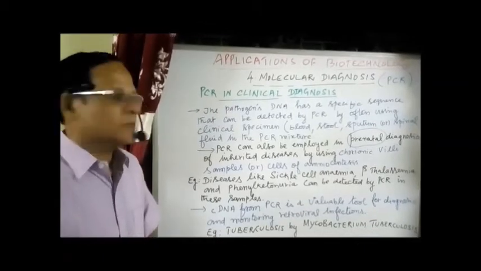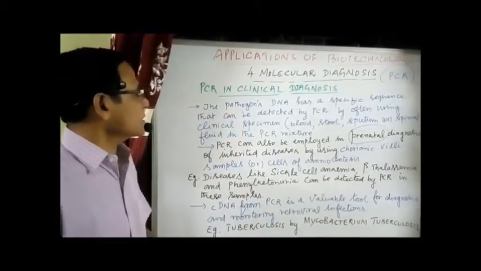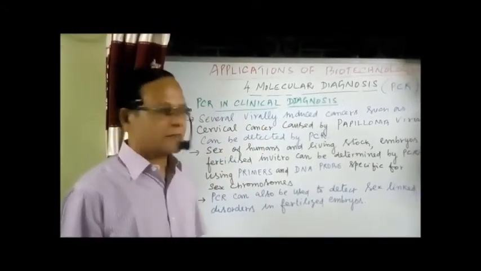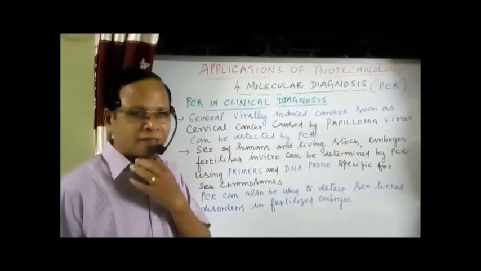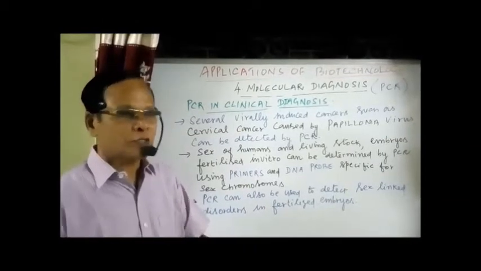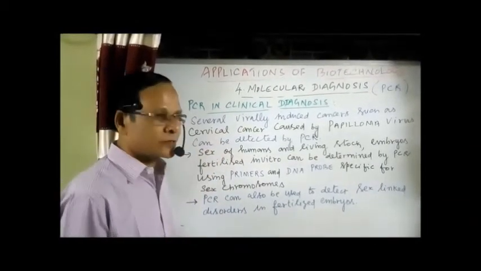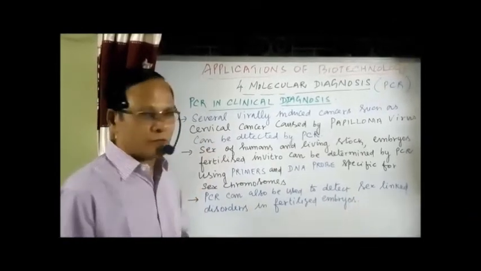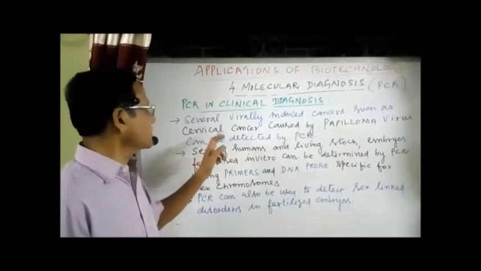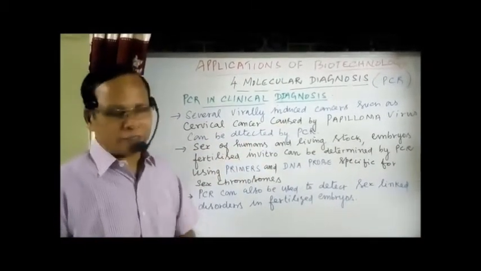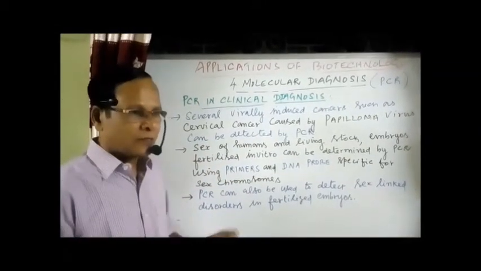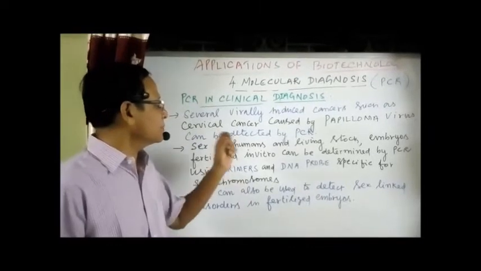Okay, right? Let's see more about the clinical use of PCR. Several virally induced cancers, such as cervical cancer, cancer of the neck of the uterus. The neck of the uterus is called the cervix. It is not the neck region here, it is the neck of the uterus. It is a very common cancer in females. Cervical cancer is caused by the papilloma virus, and that can be detected by PCR. So cervical cancer of the uterus can be detected by PCR.